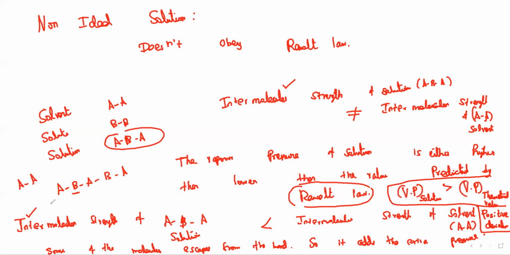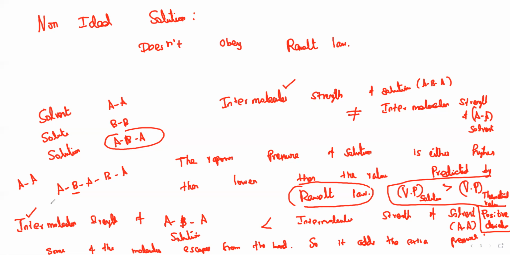When the intermolecular strength is high, the gas molecules in the top surface will try to attach with that bond. So automatically pressure is reduced. So that is negative deviation.